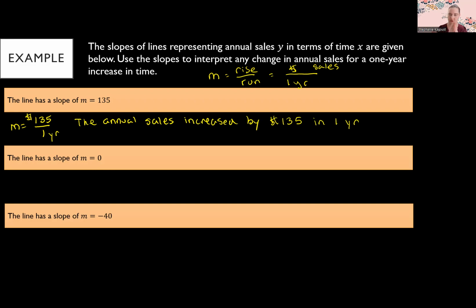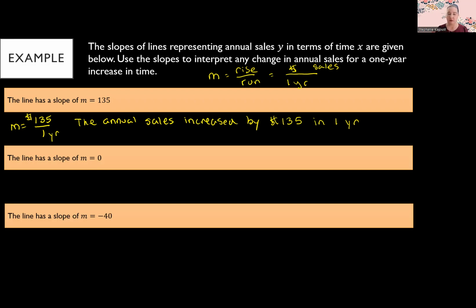So when we're interpreting slope and you're writing a sentence of what that means, you're usually saying, okay, what am I measuring? Which is the Y. Is it increasing or decreasing? So you give like a direction. You give the amount it's changing in Y. And then you give the amount it's changing in X. And this is the format that we do for every interpretation of slope. So for a slope of 135 in this situation, annual sales increased by $135 in 1 year. We're just assuming dollars unless they told us it was like other units.